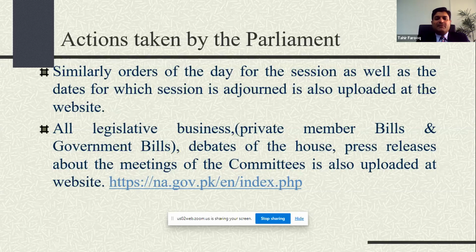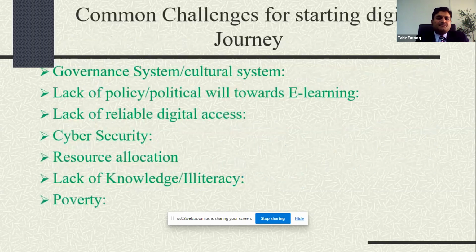All legislative business, private member bills, government bills, the debates of the houses, and press releases of the meetings of the committees are also uploaded on the website. I have mentioned the website link here, but due to the paucity of time, I would not prefer to go over it. It can be accessed from anywhere if you know how to use the website and use the proper technology. It is accessible at any time without the help of any person.